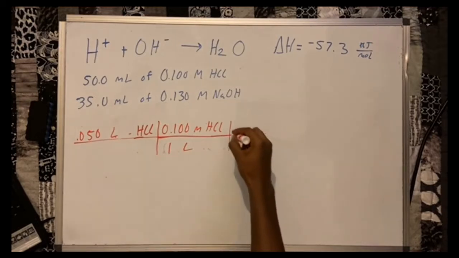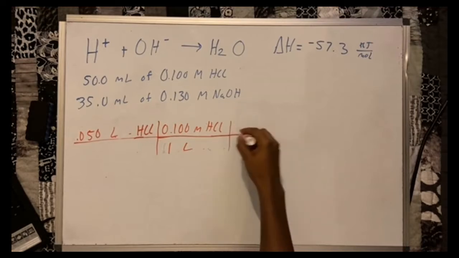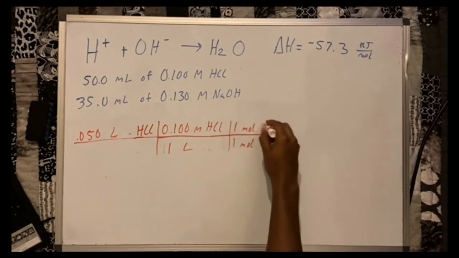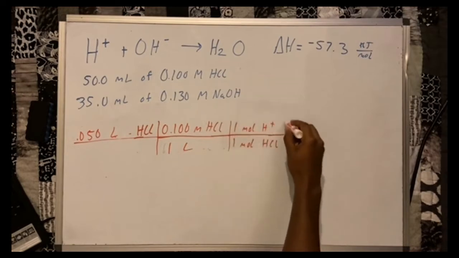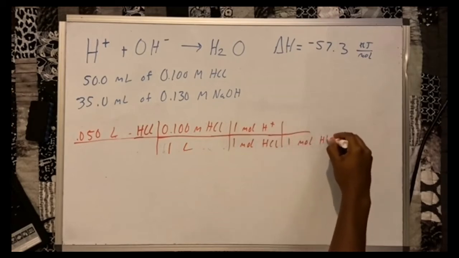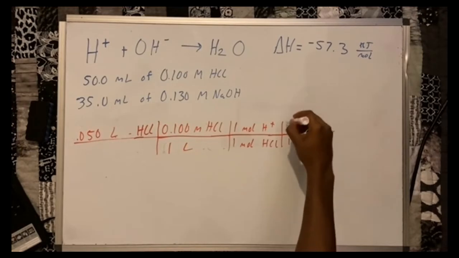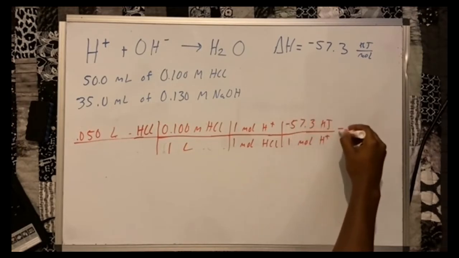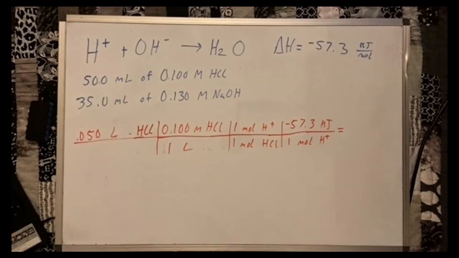I should technically be careful here. So for every 1 mole of HCl, I get 1 mole of H plus. And then for every 1 mole of H plus, I get negative 57.3 kilojoules. That's going to be something.